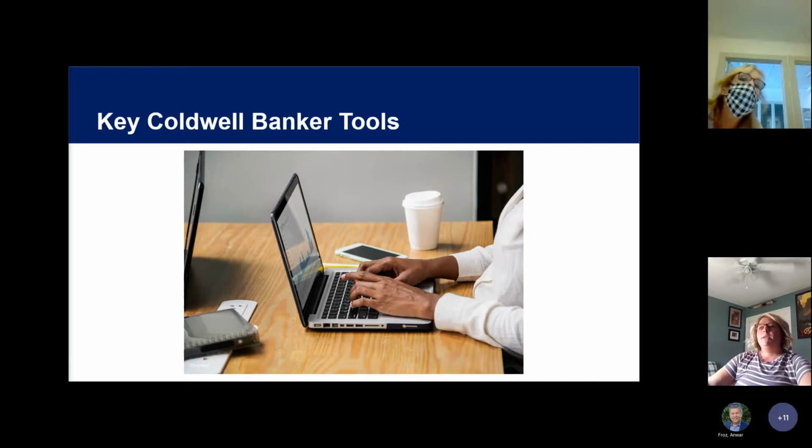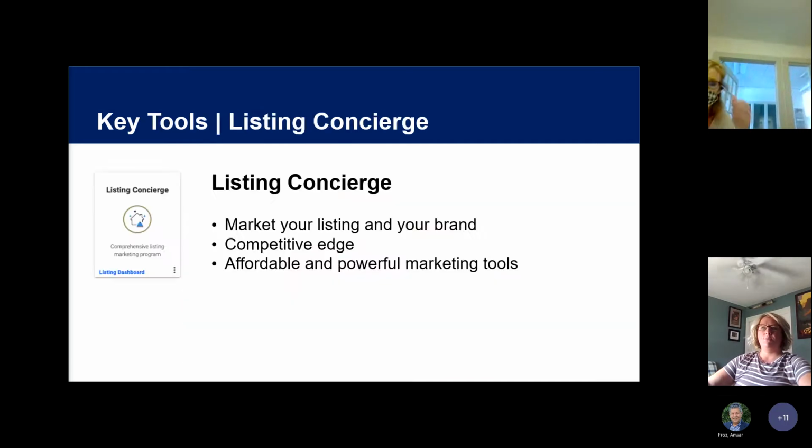So our main key Coldwell Banker tools are going to be, first up, Listing Concierge. If you've never used Listing Concierge, or if you're new to Coldwell Banker, one of the first things you're going to want to do is pop into Listing Concierge and update your profile information, add your headshot, and put in your billing information and your office information, so that when you do have a listing come on, you can easily access and purchase the package.